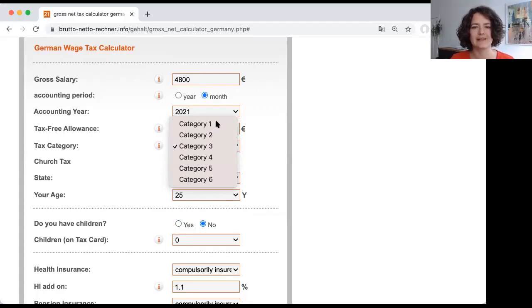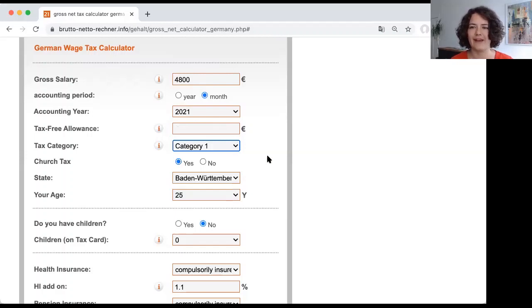In this case, let's use category 1. So let's just say that, okay, you're single, you're not married. And by the way, being single doesn't mean not having a partner, right? But there's a difference between being married in terms of taxes here. But I'm not going into detail with this right now. So let's just think that, okay, you're a single person.